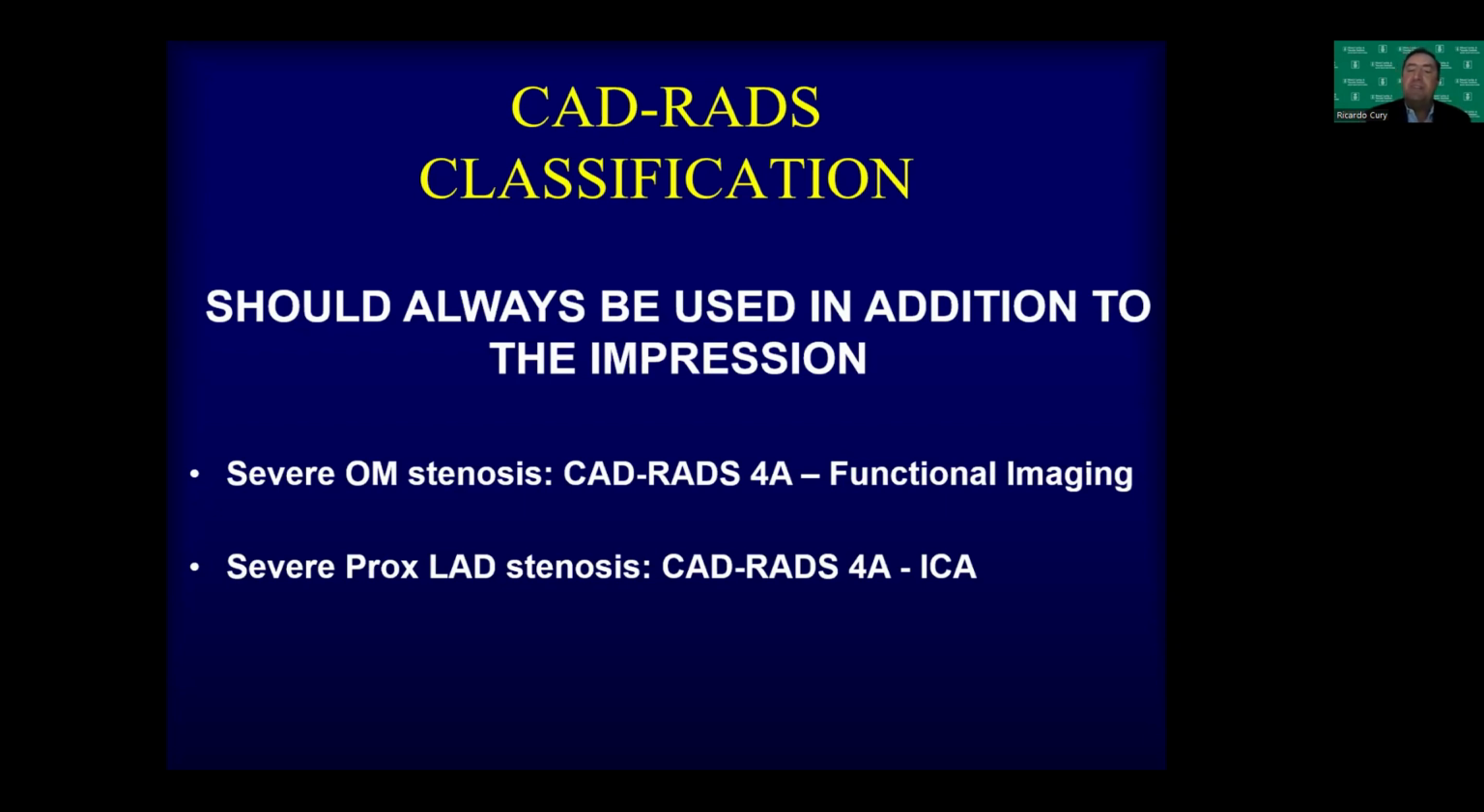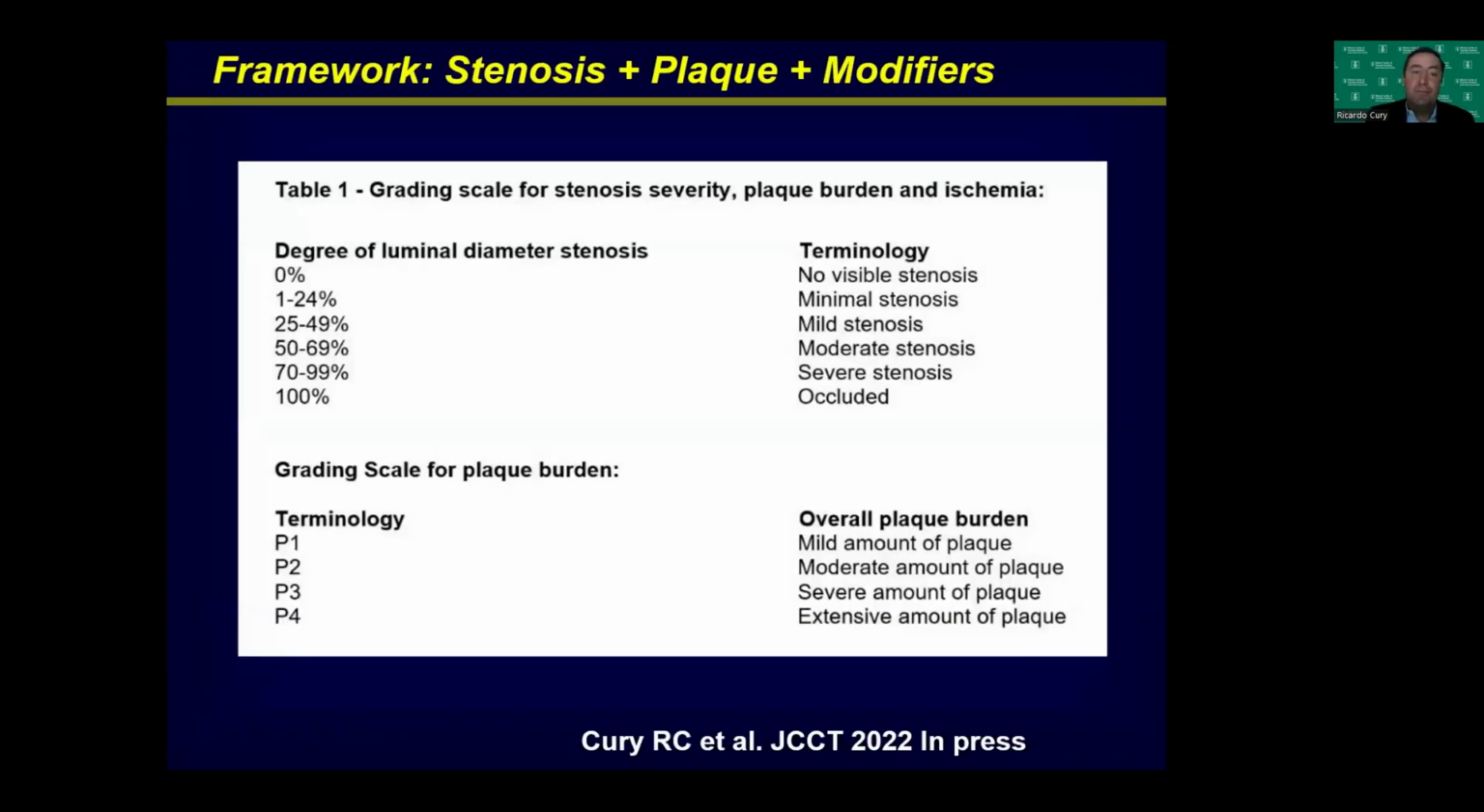The impression of the report, that's where you give all the details and the nuances of the case and the summarization of the case. And the CAD-RADS is more like a codification to guide next steps in patient care. So very important that the impression of the report and the CAD-RADS classification go hand in hand. Also, we have from 0 to 5, where the degree of stenosis remains the same: minimal, mild, moderate, and severe. And then we have P1 to P4 of increasing severity of plaque burden: mild, moderate, severe, and extensive.